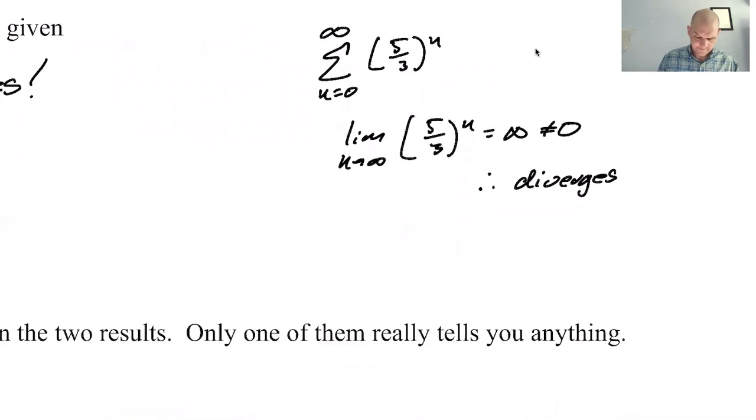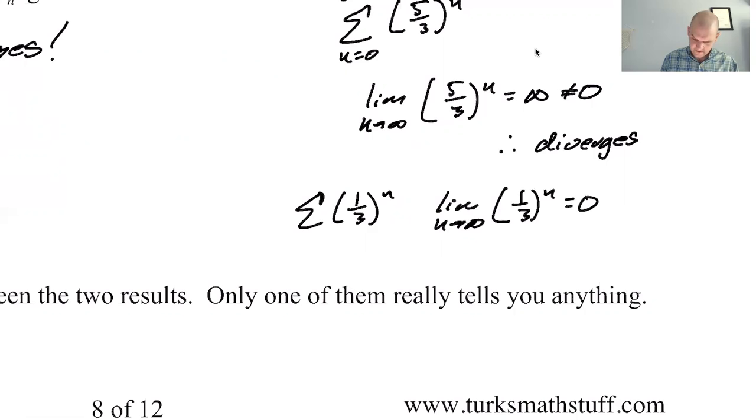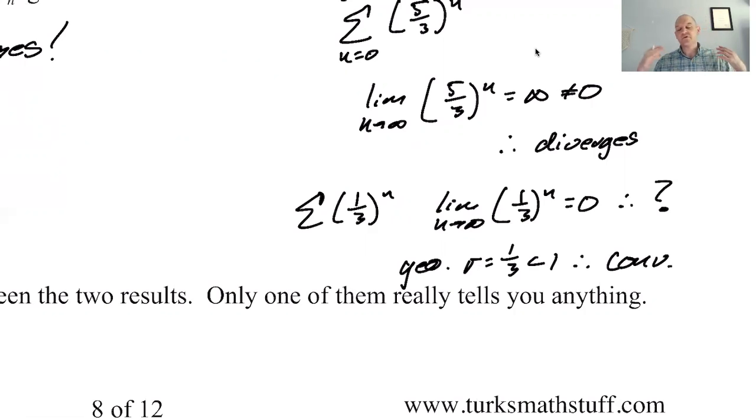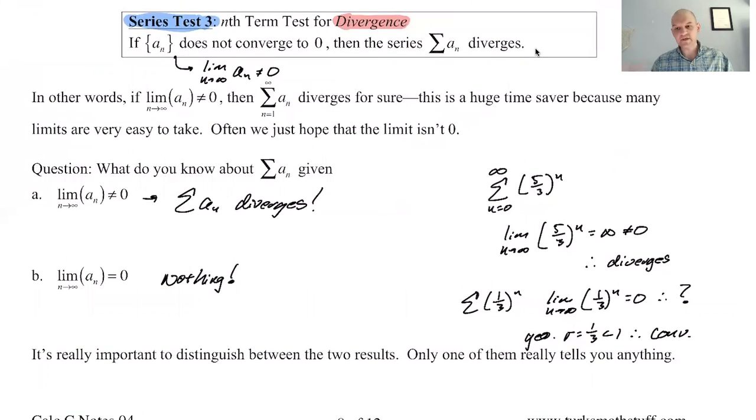On the other hand, if we had 1/3 to the n, something like that, the limit as n approaches infinity of 1/3 to the n is 0. Therefore, who knows? You got to do more work. But then you look and you're like, oh, geometric, r equals 1/3, which is less than 1, therefore converges. So you have to know how to apply them, but the nth term test for divergence is a big deal. You're going to use it a lot.